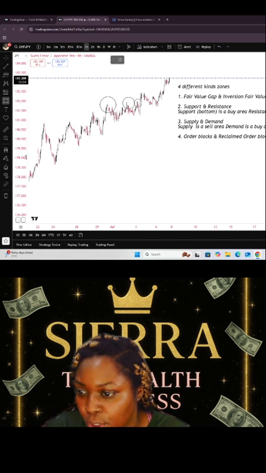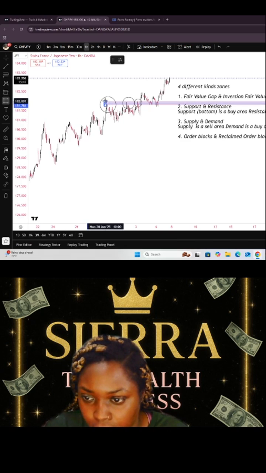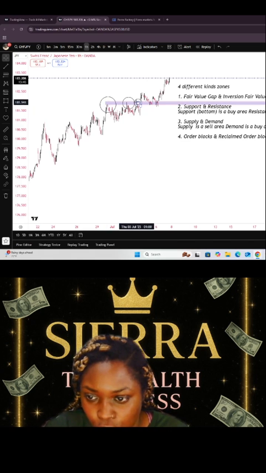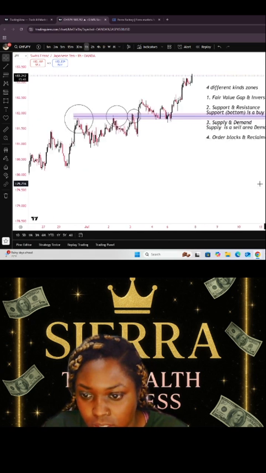So again, I will use my same tool, rectangle tool, and I'm just going to start on my first area and bring it up here to my last area, which is the highest. Let's zoom in some so y'all can see it.